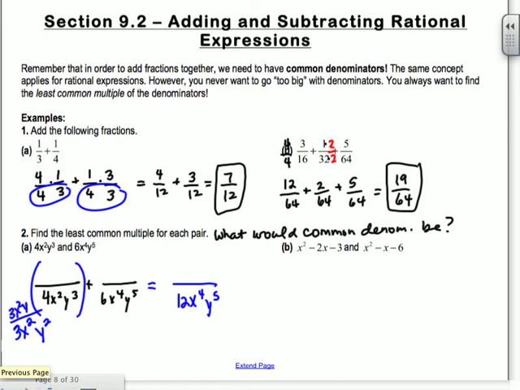And then I'd multiply the second one by, I need 2 to make 12. And then x to the fourth, y to the fifth, I already have. So 2/2 is what you'd need. Does that make sense? Okay, let's try this next one.